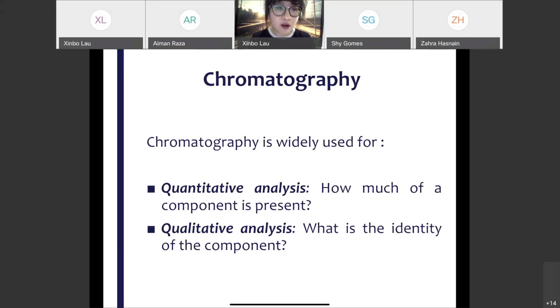For chromatography, it's another very useful instrument or technique to separate a mixture. And of course from that, we can get two types of information: quantitative analysis and qualitative analysis. So we all understand, right? Quantitative is how much of a component is present, and in most cases in chemistry, we calculate the concentrations. For the qualitative, you will also identify what that is. So we think that's a very powerful and useful instrument, and you can get information like that.